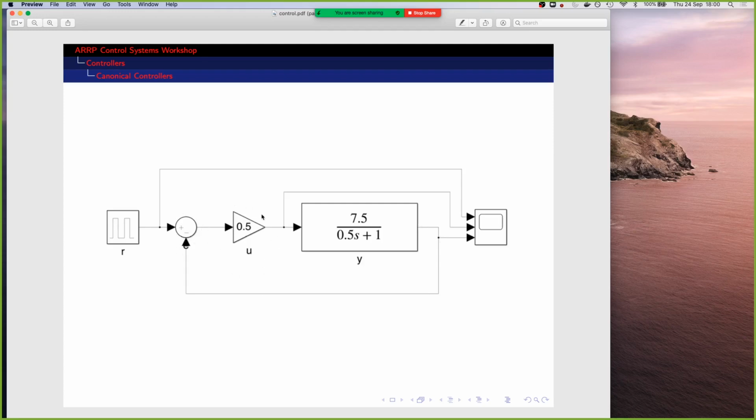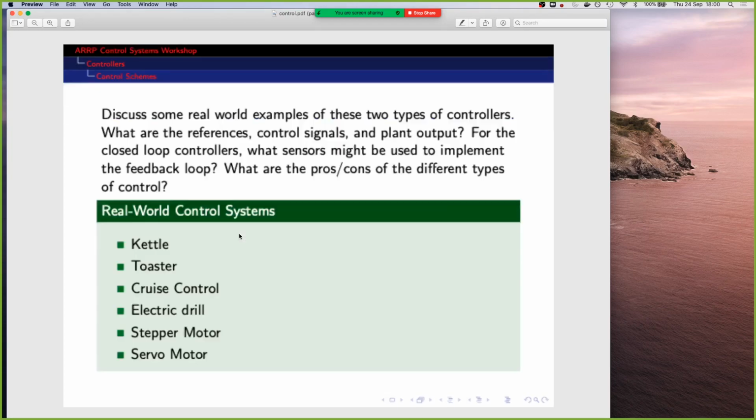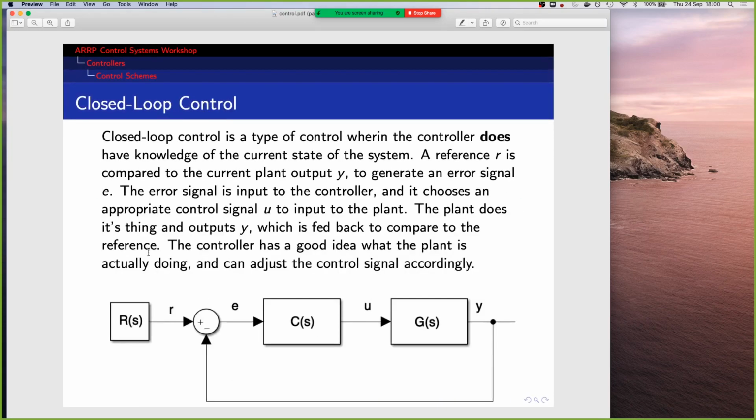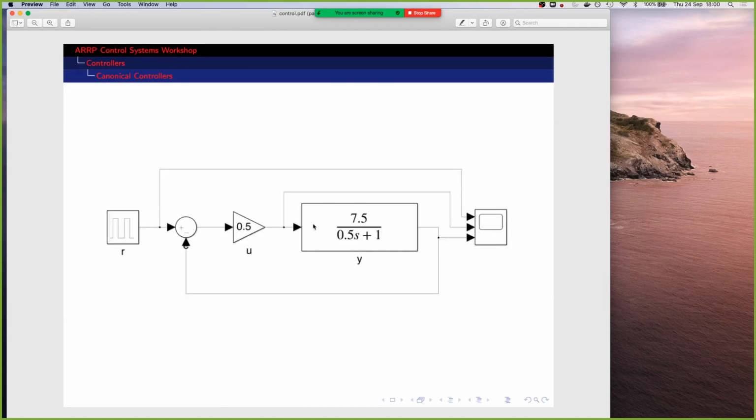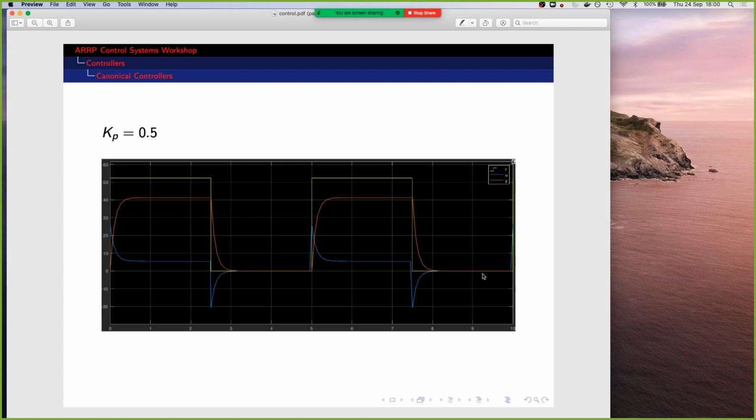Here's the controller part of it. So here's just a gain. So that whole C of S block, when we were talking about this general closed loop control setup, C of S has just become some gain K, some constant K. And here's our plant model transfer function. And then if you're familiar with Simulink, this is just a plot to generate this. So if you want to generate it yourself, this is what it looks like. But here's what the output looks like. Hopefully you can see that.